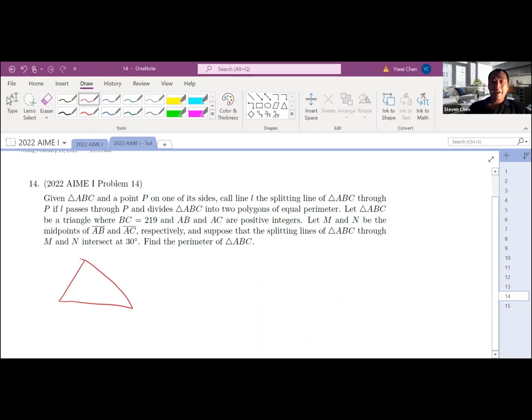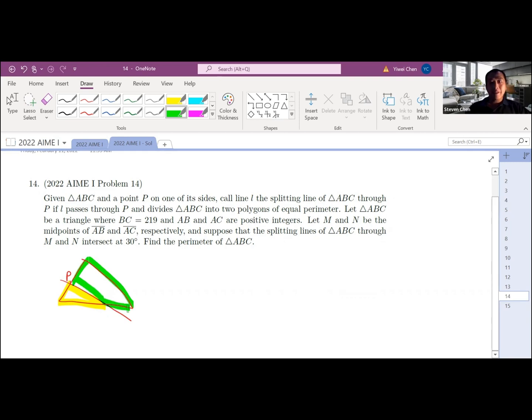Say this is triangle ABC, and let's pick a point P. And then we say this is a splitting line that passes through point P, say, for instance, this one, in the sense that the two polygons separated by the splitting line have equal perimeter. Okay, so basically it says that the sum of these three side lengths is equal to the perimeter of this polygon.